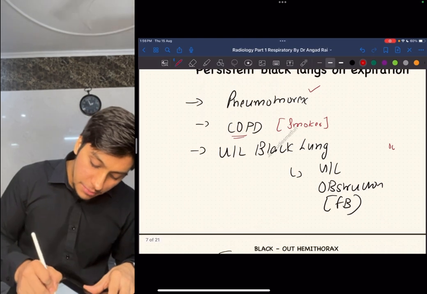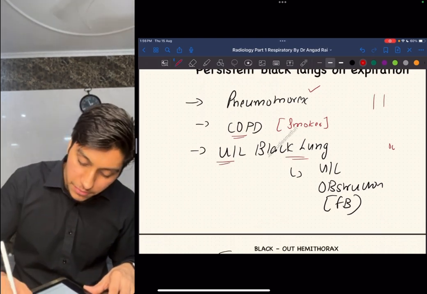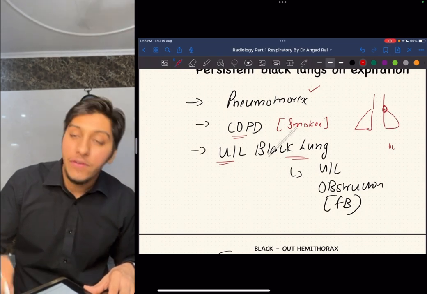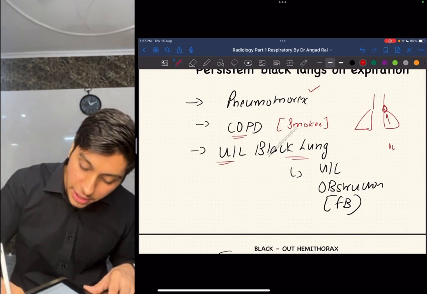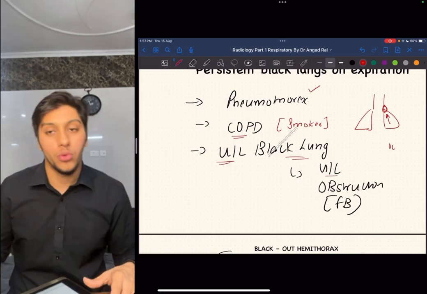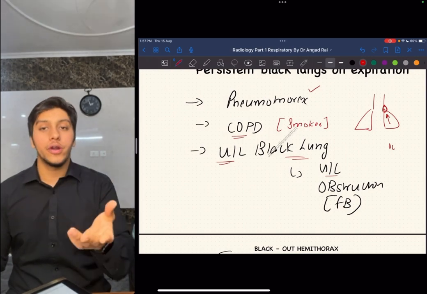Another condition, guys, can be a unilateral black lung. Now why unilateral black lung? Just imagine this is the side of your lungs, and if there is any foreign body obstruction over here, the air which was inhaled at the time of inspiration cannot go out, due to which you will see a black lung over there. So what conditions, guys? Pneumothorax, COPD, and then a foreign body obstruction.